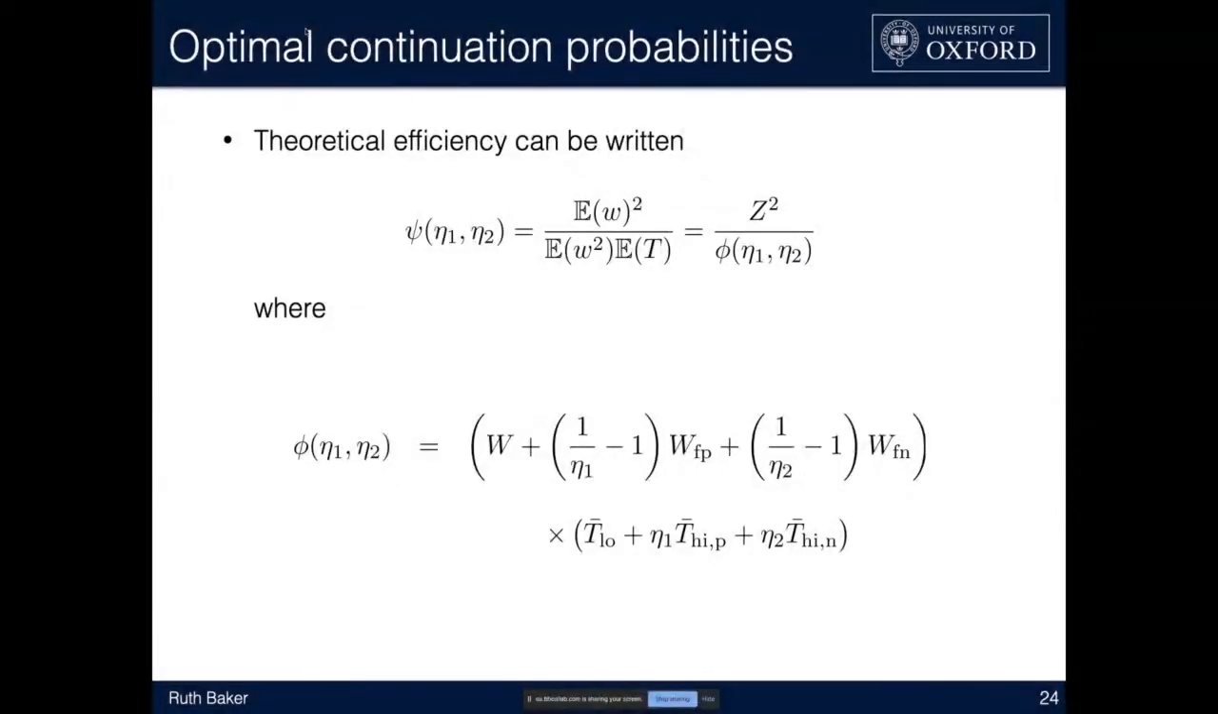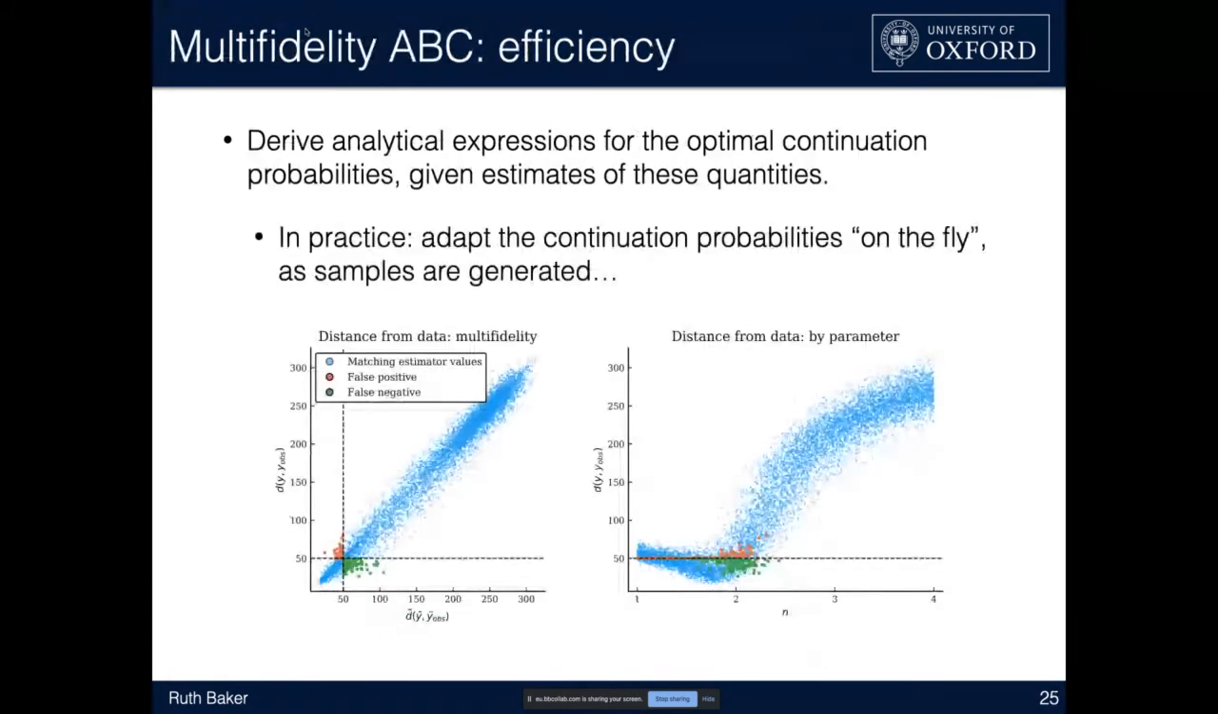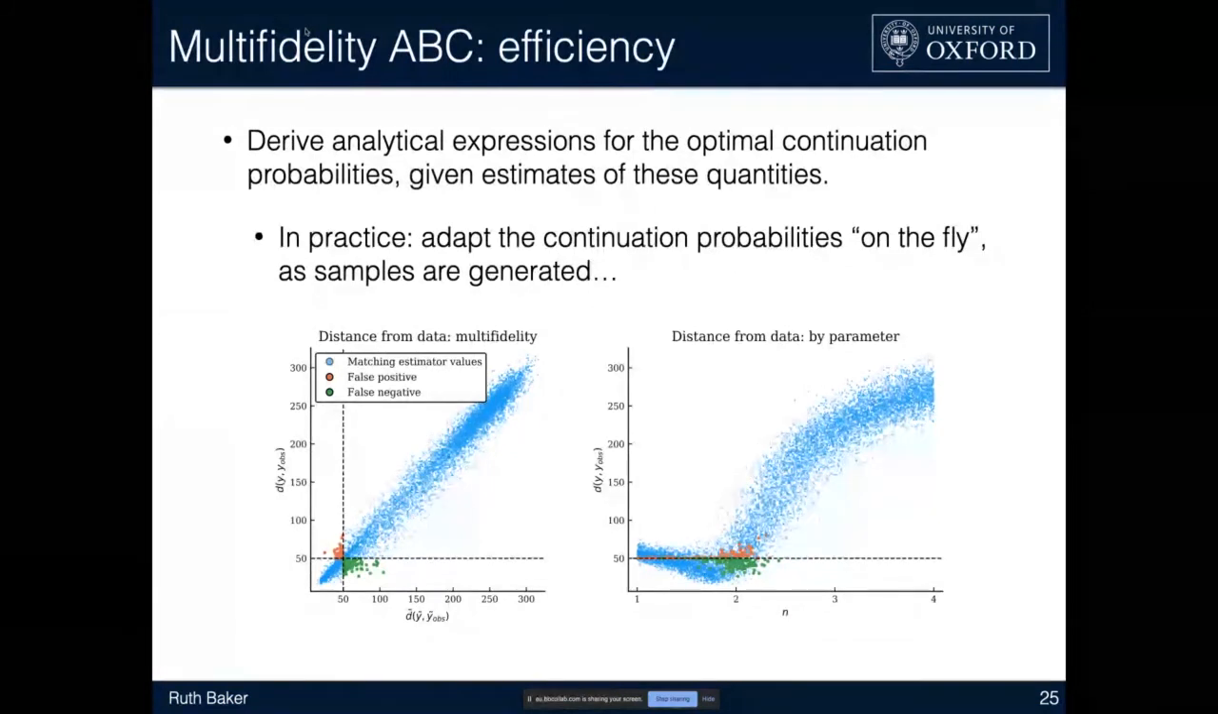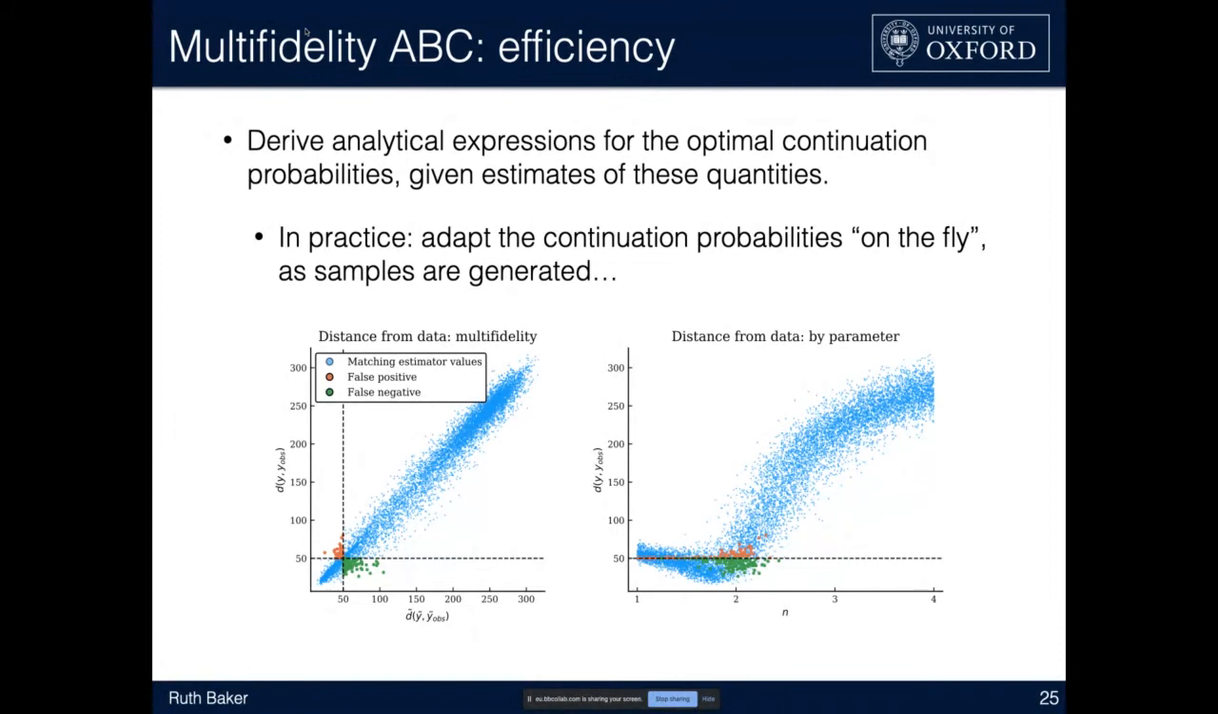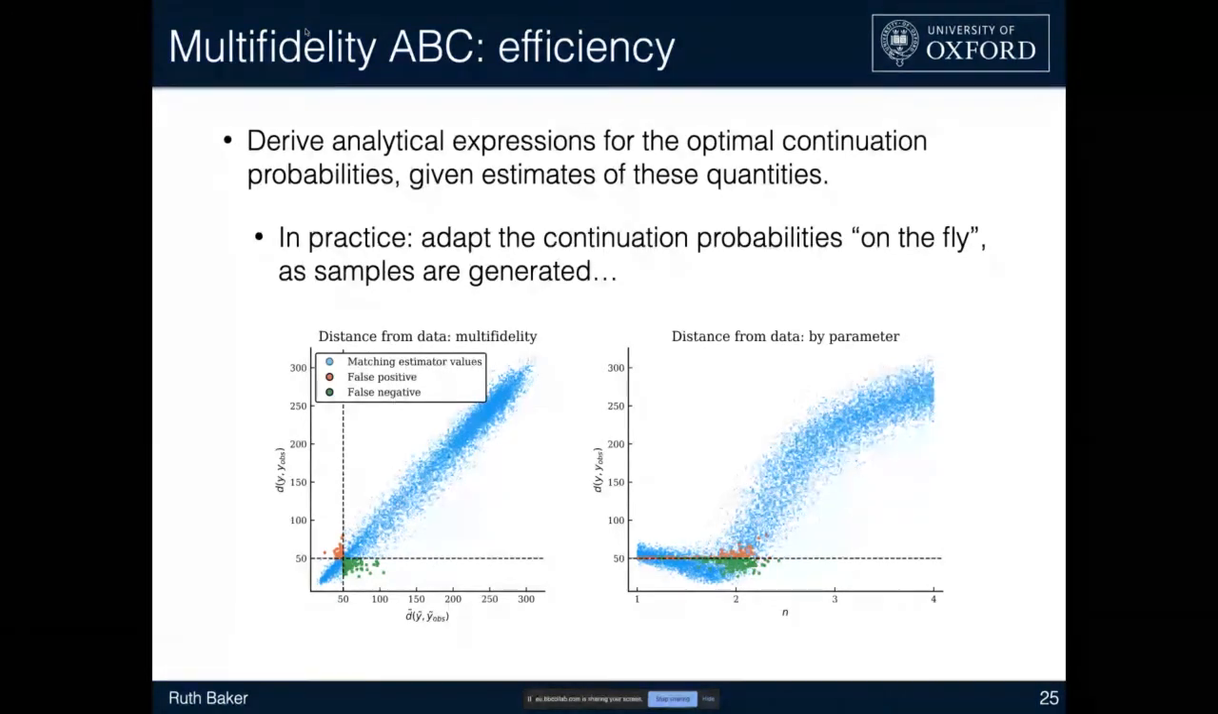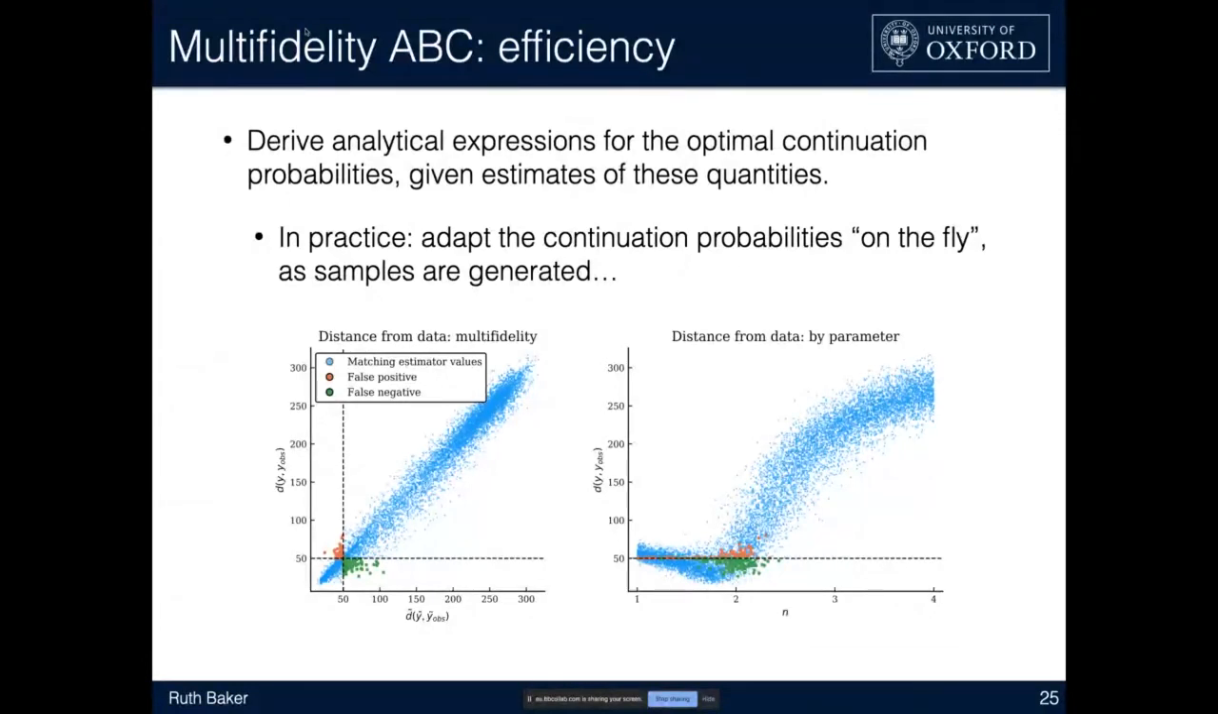Okay, so what's nice about this? Given values for the constants W_FP, W_FN, etc., I can analytically write down expressions for the values that e1 and e2 should take to optimize the efficiency of the algorithm. Obviously, I don't have access to calculating those constants analytically, but what I can do is generate numerical estimates of them, and I can do that on the fly as I'm generating samples from the prior distribution and simulating the model. So there is a way to figure out what the optimal values of e1 and e2 should be. Okay, let's look at some results.